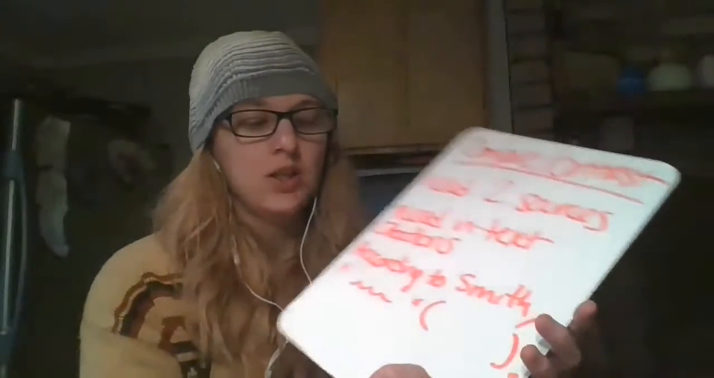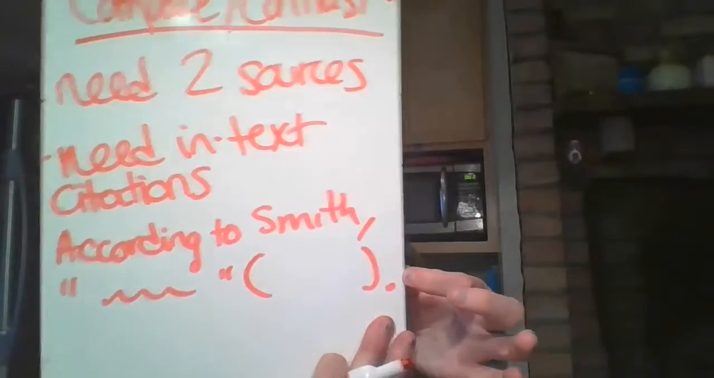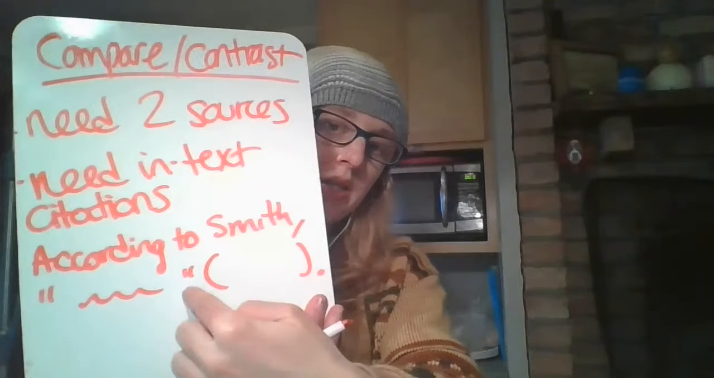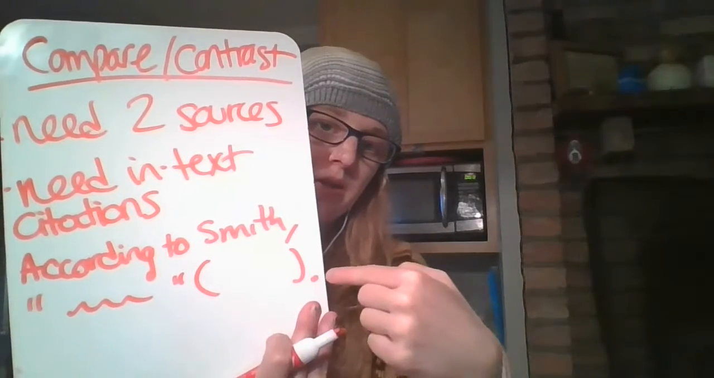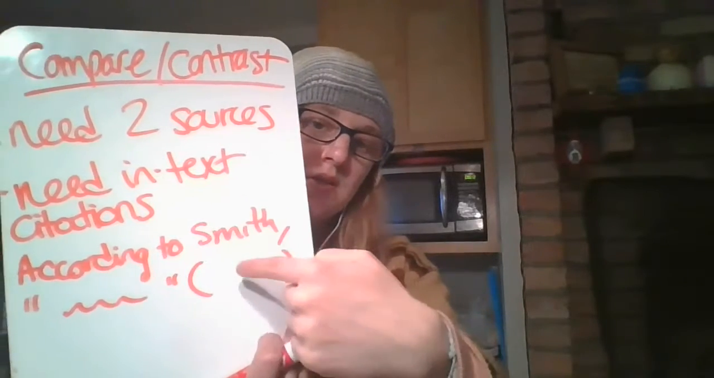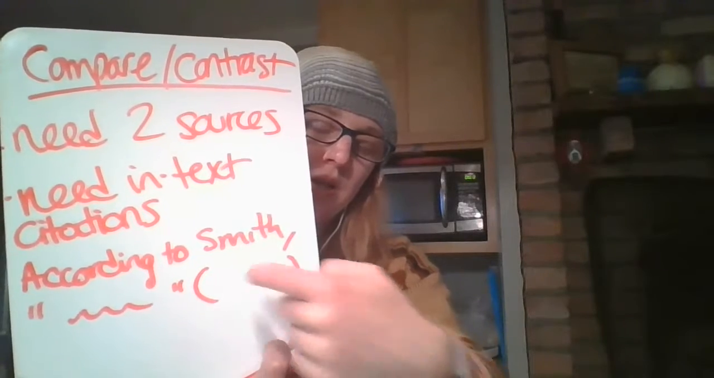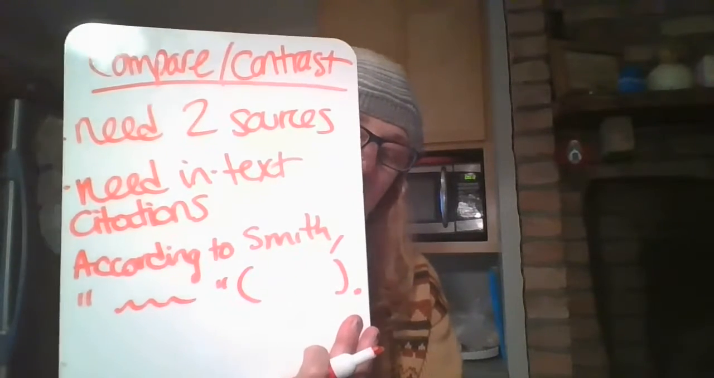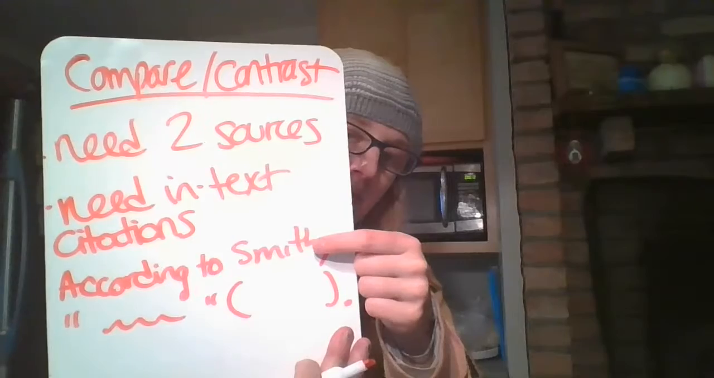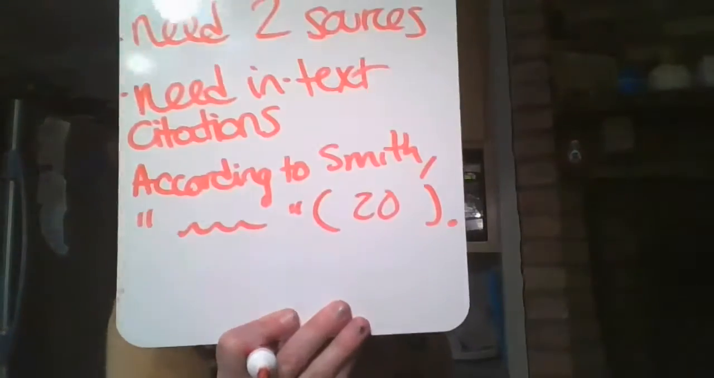And the period is important to come at the end. The period does not go here, because the period means everything before this is this particular citation. Now, in this example, since we have named Smith as the author, all we need to do is put the page number.